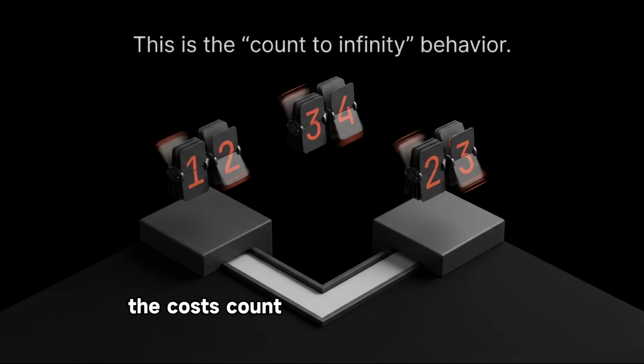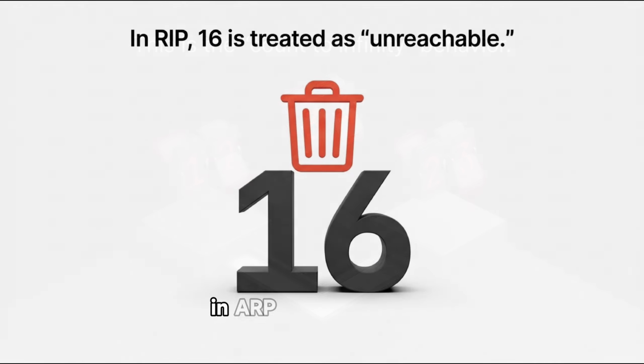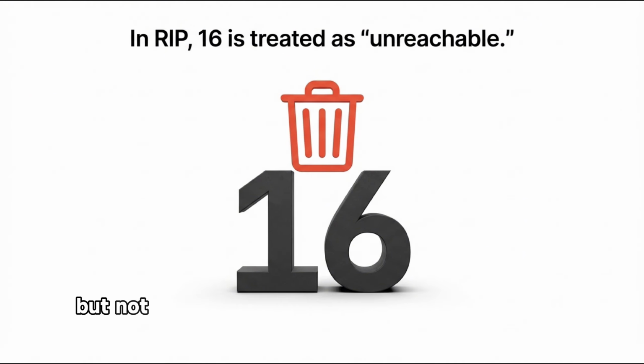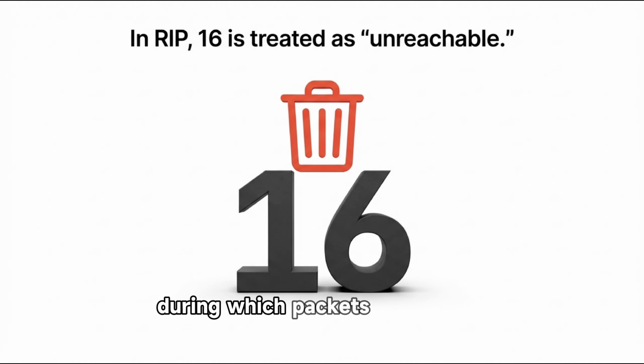The costs count upward toward infinity, or rather toward a maximum value the protocol defines as unreachable. In RIP, that value is 16. A route with a cost of 16 is considered unreachable and is removed. So the loop eventually terminates, but not until the routers have exchanged updates back and forth 16 times, which takes time, during which packets are looping and nothing is delivered.